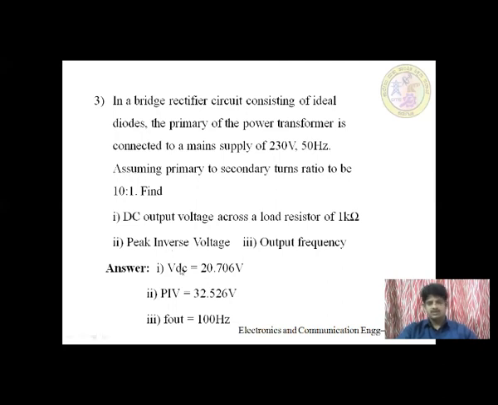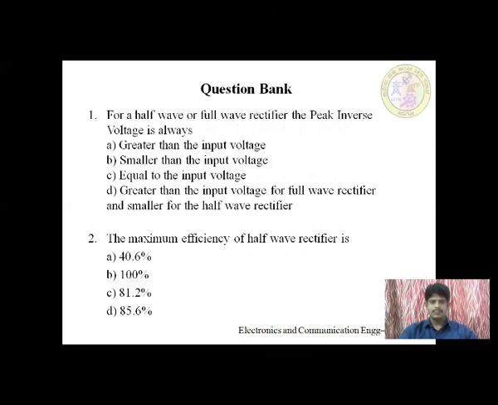Next, peak inverse voltage. You know that by using the VM, you can determine the peak inverse voltage. Then the output frequency. You need to remember the input frequency to the rectifier is 50 hertz. We already discussed earlier that in the bridge rectifier the output will be double the input frequency. It means for a single input cycle the output will have two half cycles, so the frequency will be double. So you can easily calculate this. This is your third problem to solve. Next we'll go through some question banks.